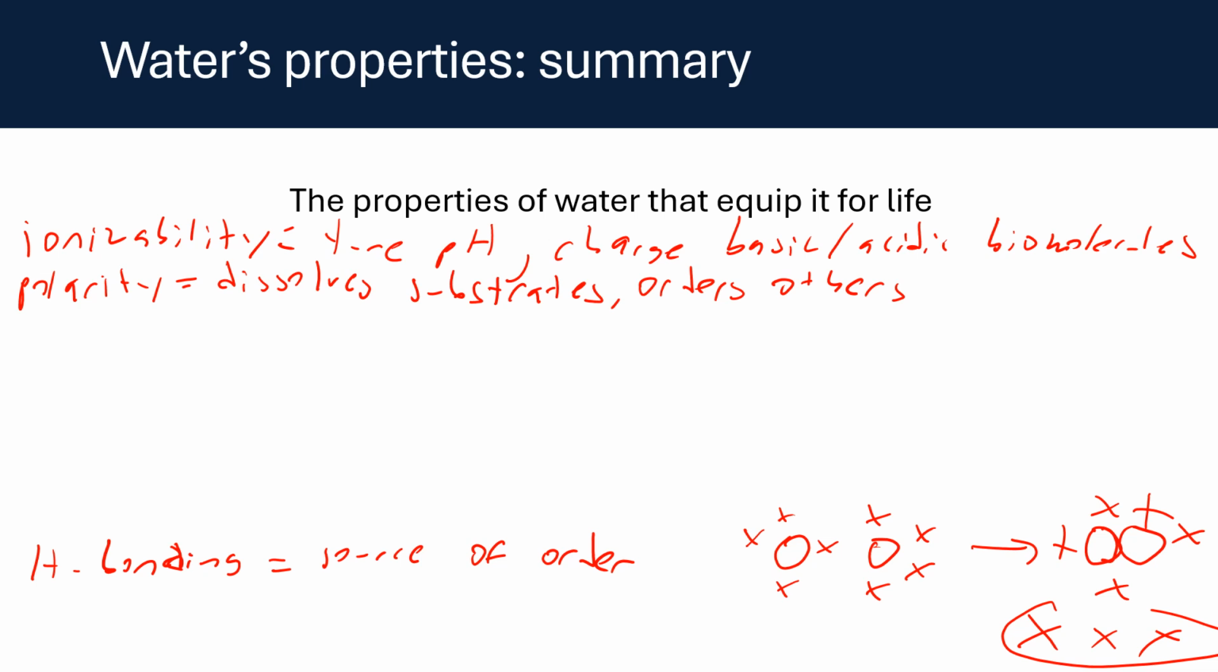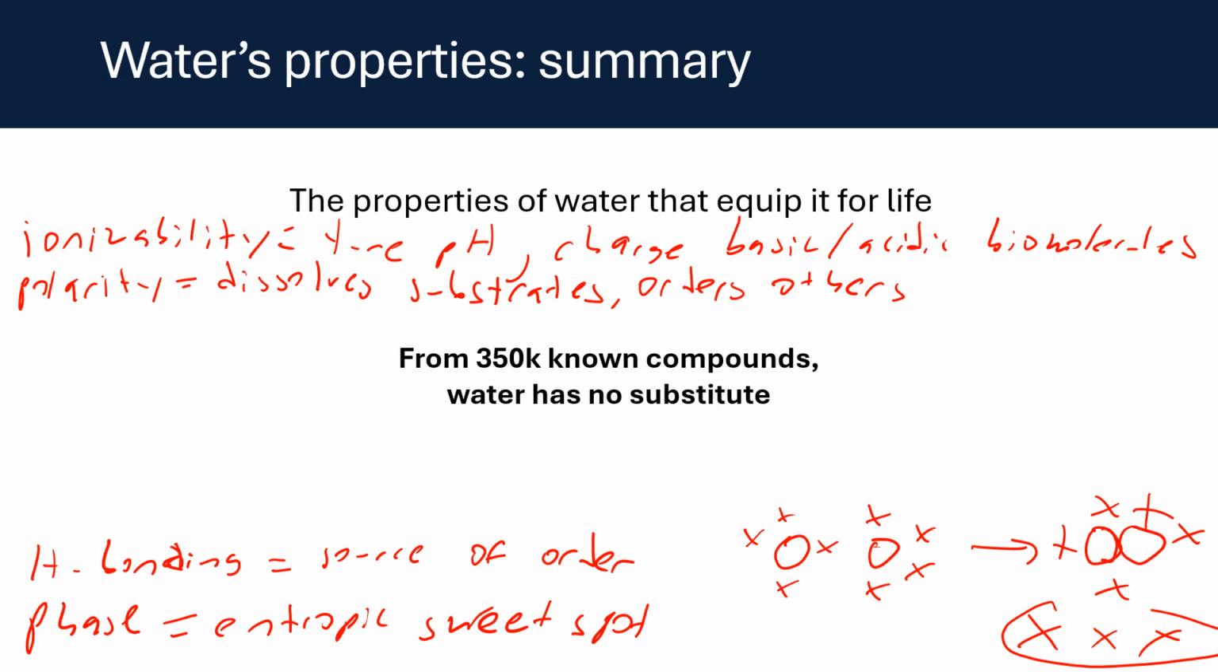And lastly, water has a wide liquid range. And that is going to provide us an entropic sweet spot that enables all of the above. So therefore, out of the 350,000 compounds currently known to humankind, water has absolutely no substitute. And that makes it perhaps one of the most boring compounds out there to be rather special.